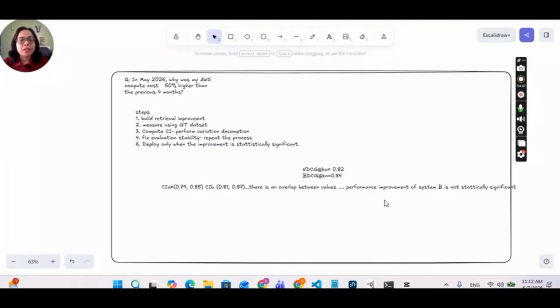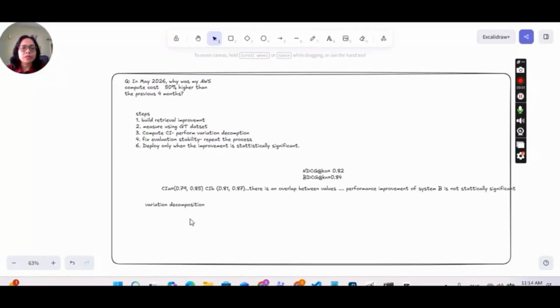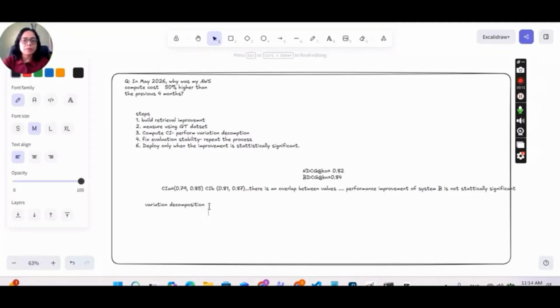Now again come back, if that is not statistically improved, then how do we make it a better version? At that point we need to come up with a variation decomposition. So variation decomposition is required to know the source of instability. Source of instability means the complete system. When a complete system is already there, it has various kinds of components. For example, one component is how you are evaluating. You are evaluating based on a ground truth data set, and that data set is having different kinds of queries.